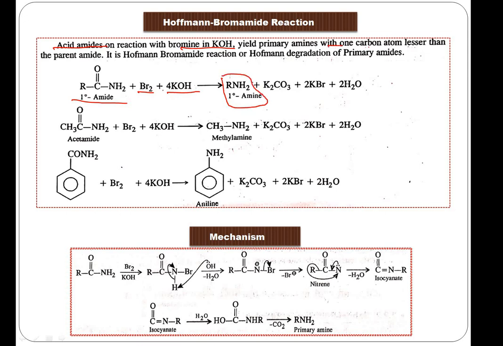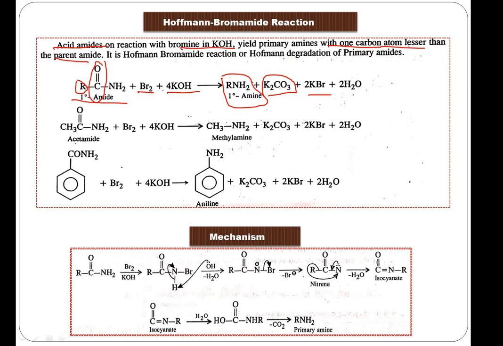But the question is that it has one carbon fewer than the parent amide. Now in this amide, how many carbons do you have? This C and then this R group. The R group can contain any type of carbons. But the product which is formed has one carbon less. So this portion is not there, and it is released in the form of potassium carbonate, plus potassium bromide and water.